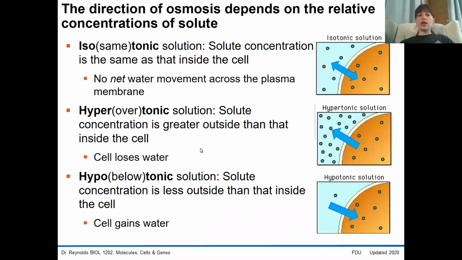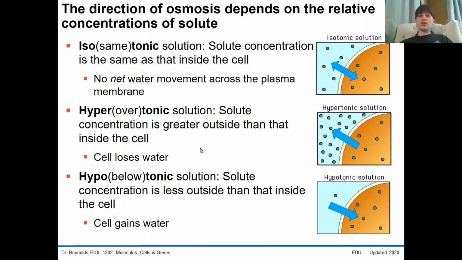When we take a look at these properties of water, the ability for osmosis to move water across a membrane, it's important to consider relative concentrations. Well, when solute concentrations are the same across a membrane, we refer to these as an isotonic solution, where iso means same. And while water will continue to move across the plasma membrane, there will be no net change in the concentration.